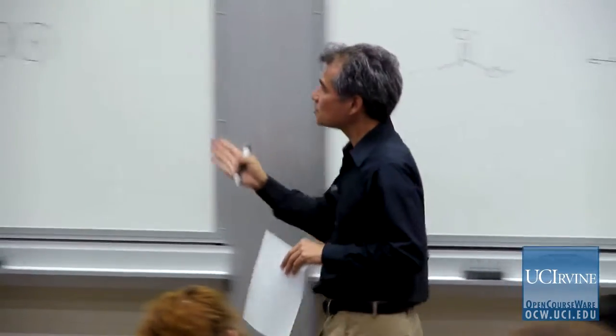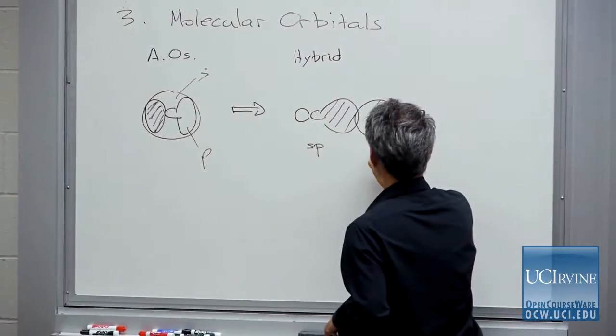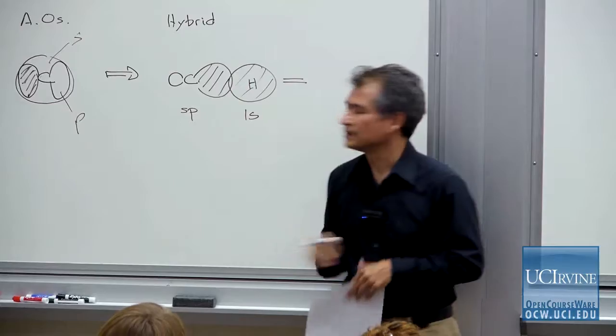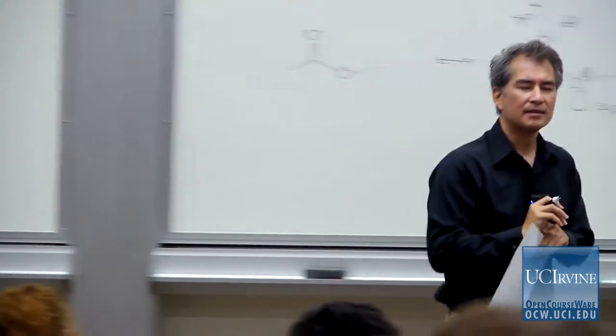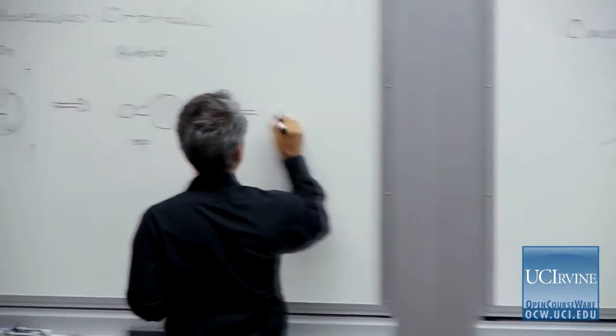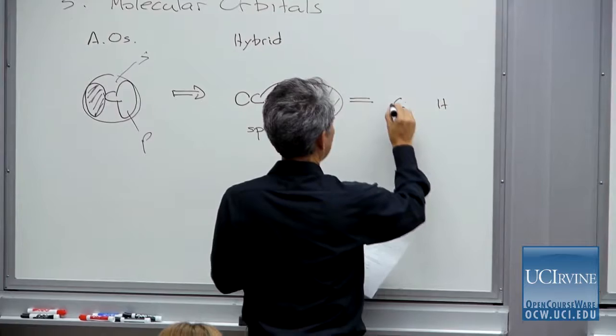And when I mix this 1s orbital on hydrogen with this hybridized sp orbital on carbon, I get a new bond. And that's a sigma bond. And it has a shape that looks something like this. Let me try to get this right.